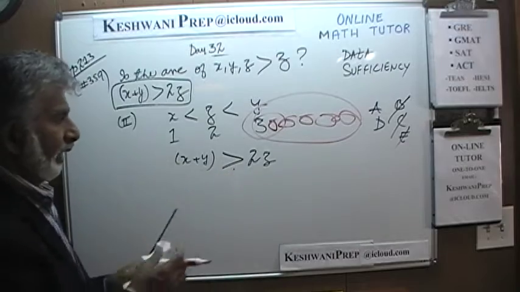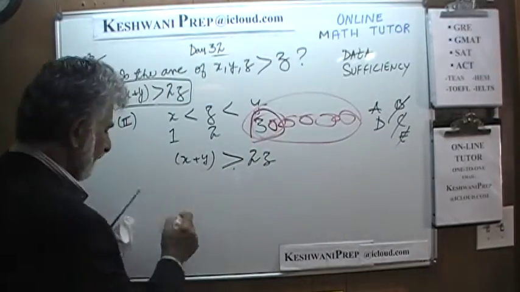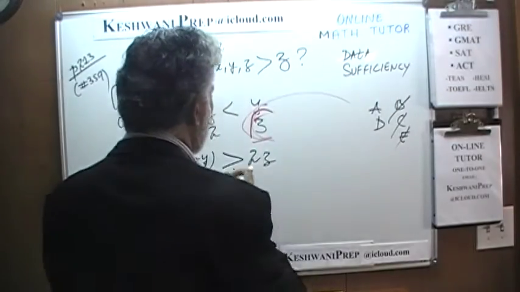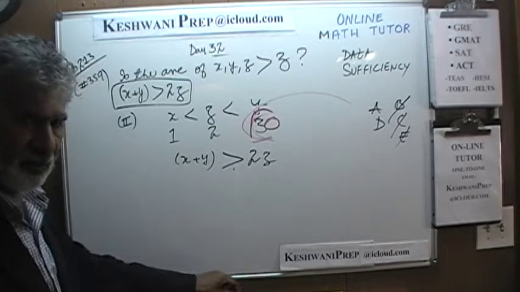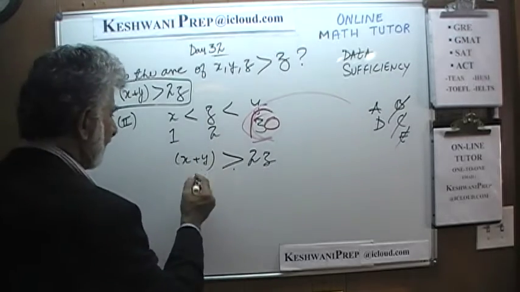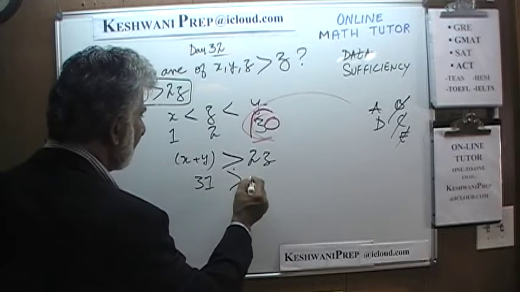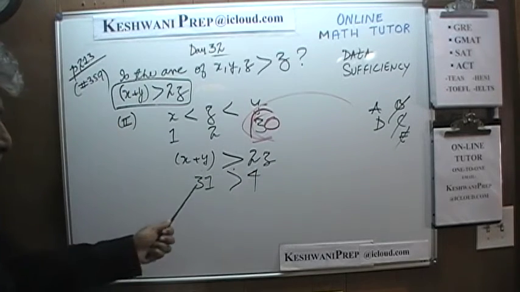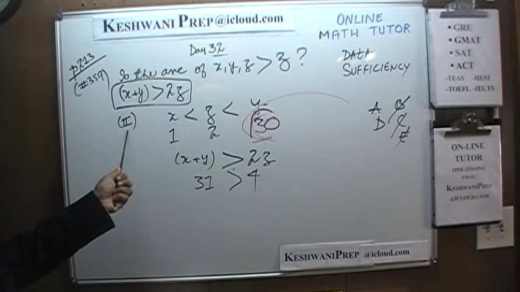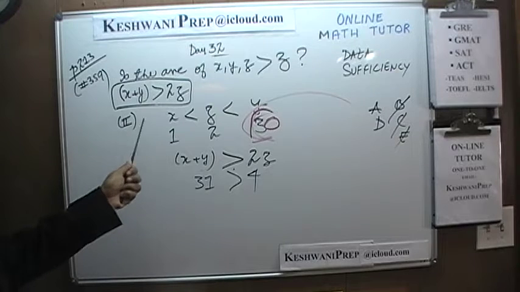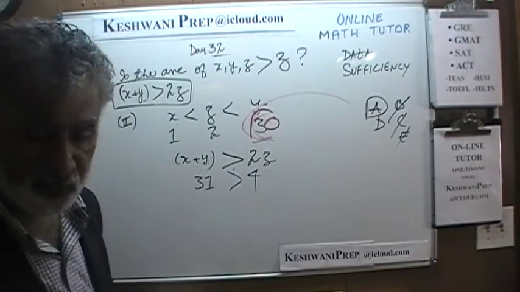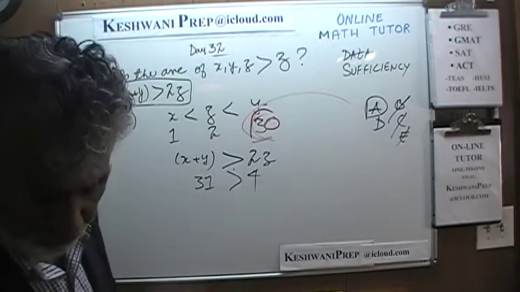In this scenario, I went too silly. Let's just stick with 30. If instead of y being 3, we make it 30, just stick a 0. That's what I'm trying to make you understand. In that case, of course, we will have x plus y, which is 31, which is indeed greater than 4. So before, this quantity was not greater than this quantity, and now it is. Second statement by itself is not enough. It cannot give us a definitive answer to this question. The answer is only first statement by itself does the job. Second statement is no good.